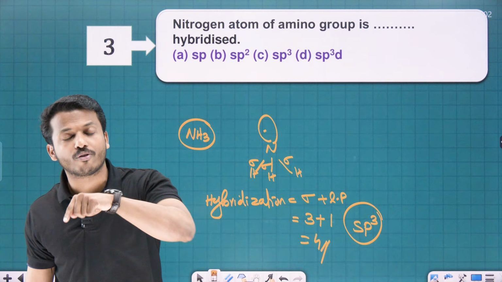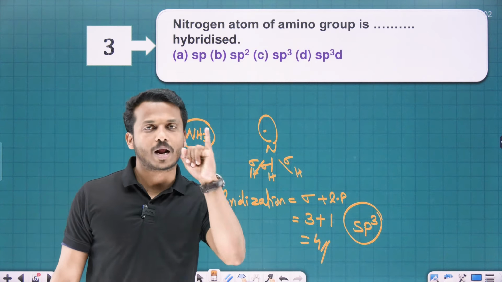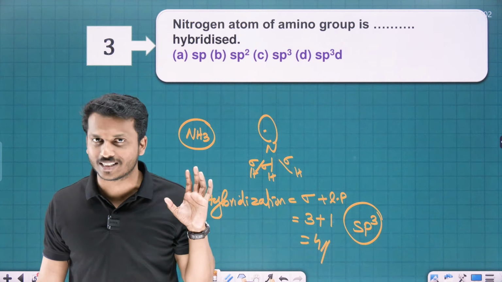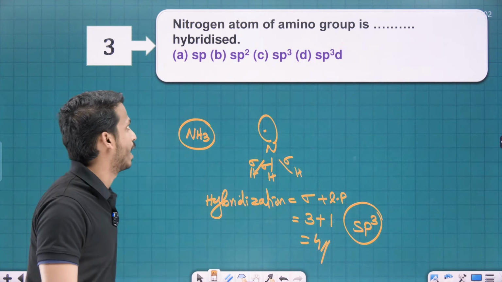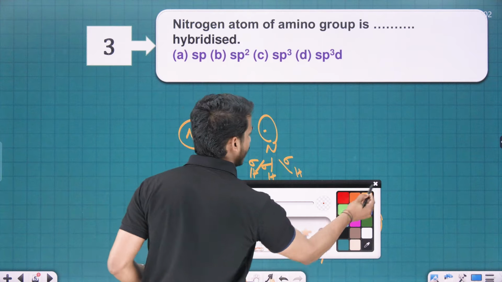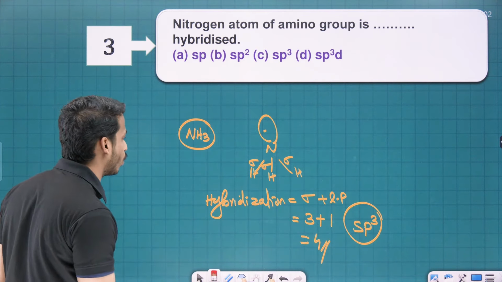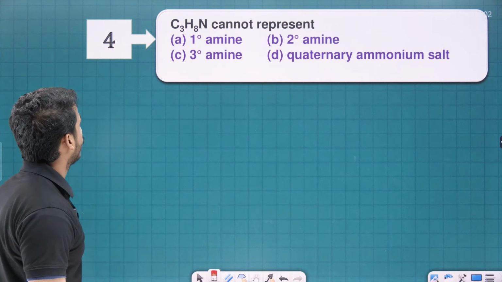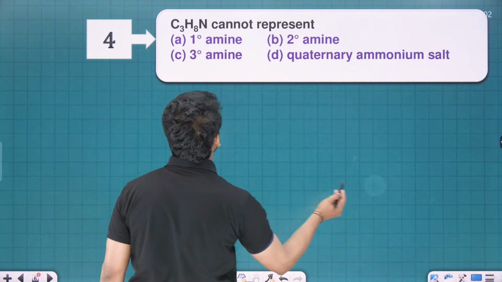Amines are derived from ammonia. So amines, primary, secondary, tertiary, are sp3 hybridized in nature, with a trigonal pyramidal shape. So the hybridization of nitrogen in the amino group is sp3. Next, the fourth question.